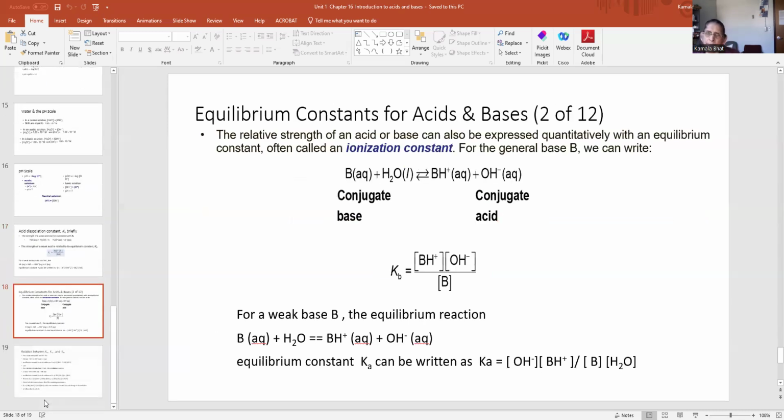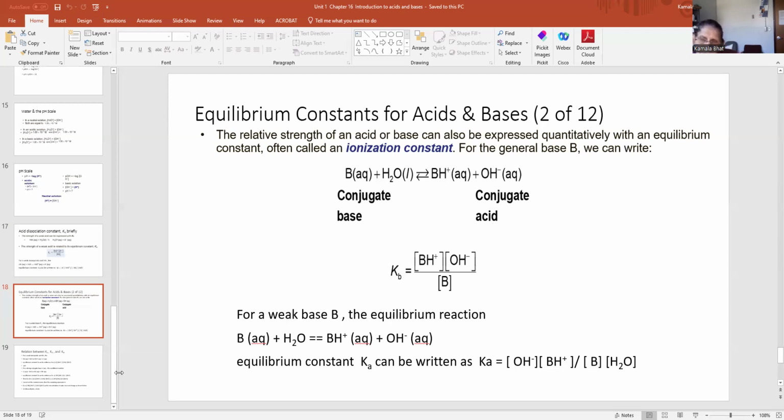Now, if B is considered as a weak base, then exactly the same equation will be there. The reactant, the base B, will pick up a proton from water and become BH+, an acid, and OH-, the base that is there. And the equilibrium constant Kb will be BH+ times OH- divided by B, the concentration of the base, and H2O is in large quantity.